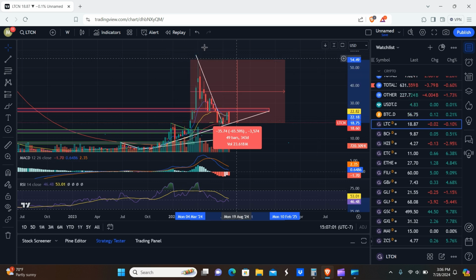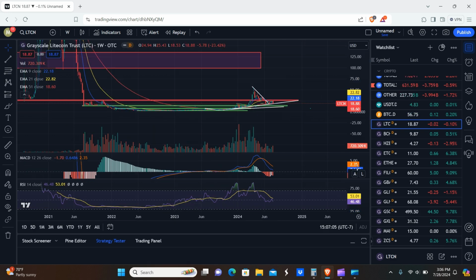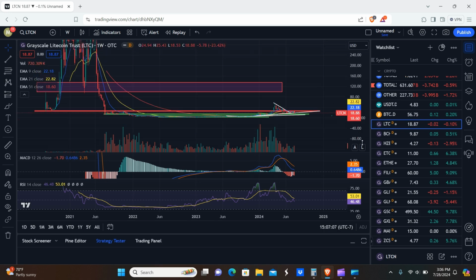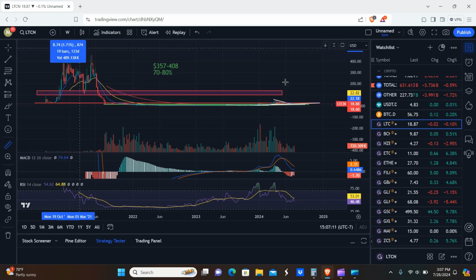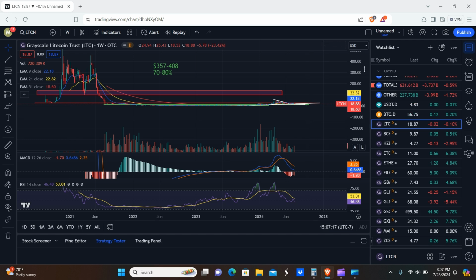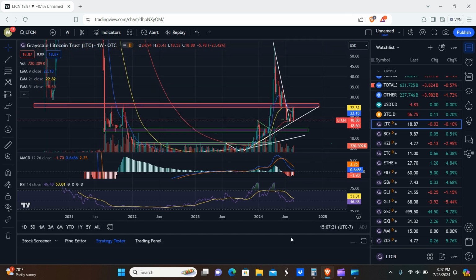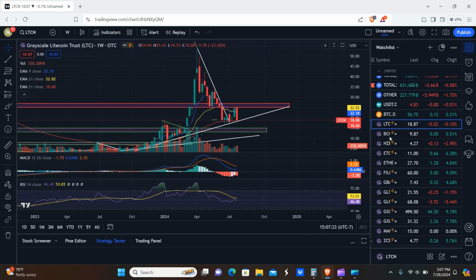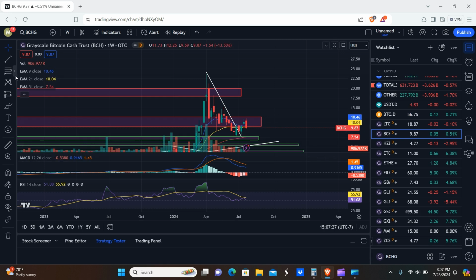But LTCN itself is still down 65.5% from the previous swing high. And if I just measure from the previous all-time high, just to show you guys how undervalued this really is, it's still down roughly 96.5% from the previous all-time high. So even by comparison of just going back up to the all-time high, this thing is dirt cheap at this price. So let's do the same thing for BCHG.